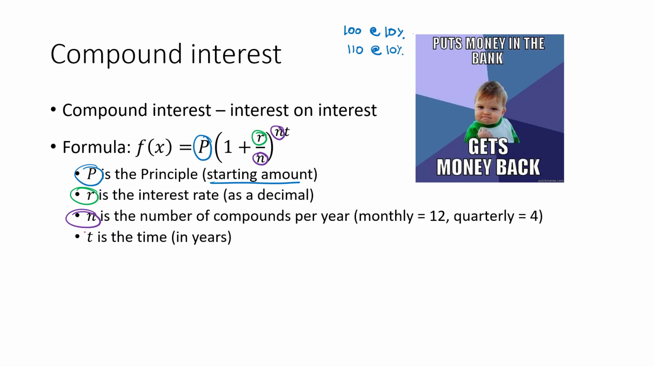And finally, the variable everybody's interested in is T, time. How long does it take until I have as much money as I want? F of x equals P times 1 plus R over N to the NT power.